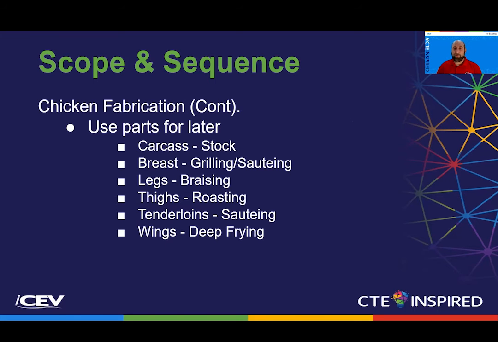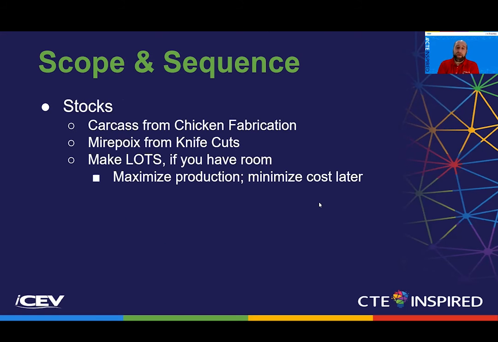We'll use those parts. The cooking methods for those, from the carcass, we'll make stock. The breast will either grill or saute it. The legs, we will braise those. We'll roast the thighs. We'll saute chicken tenderloins when we do our salad unit, and then deep fried wings, because why would you not deep fry those, right? They're so good.